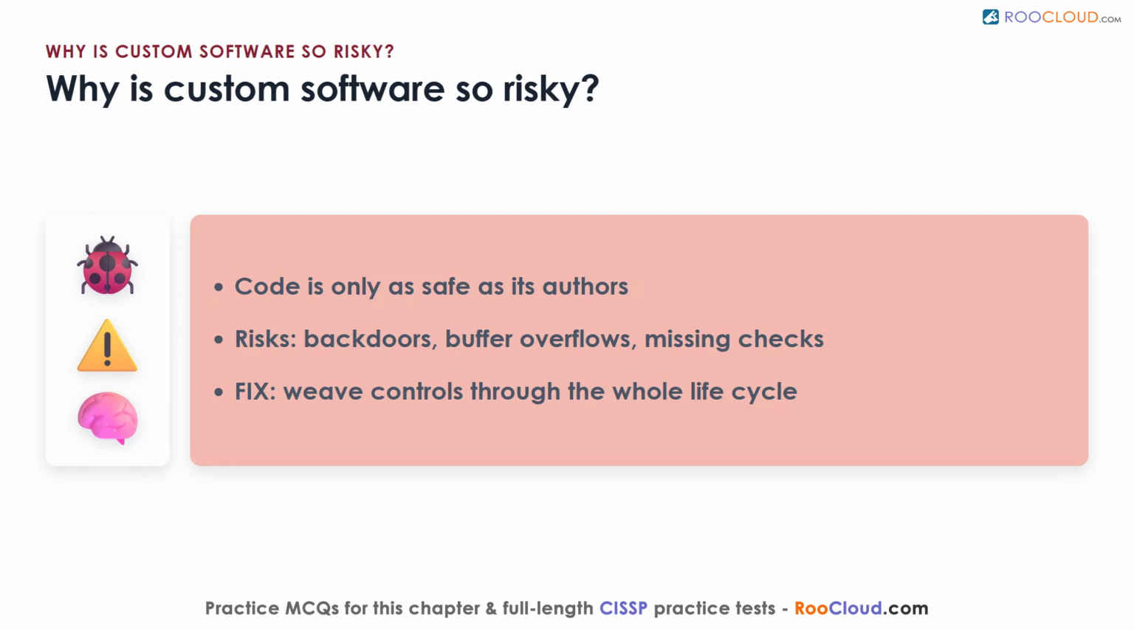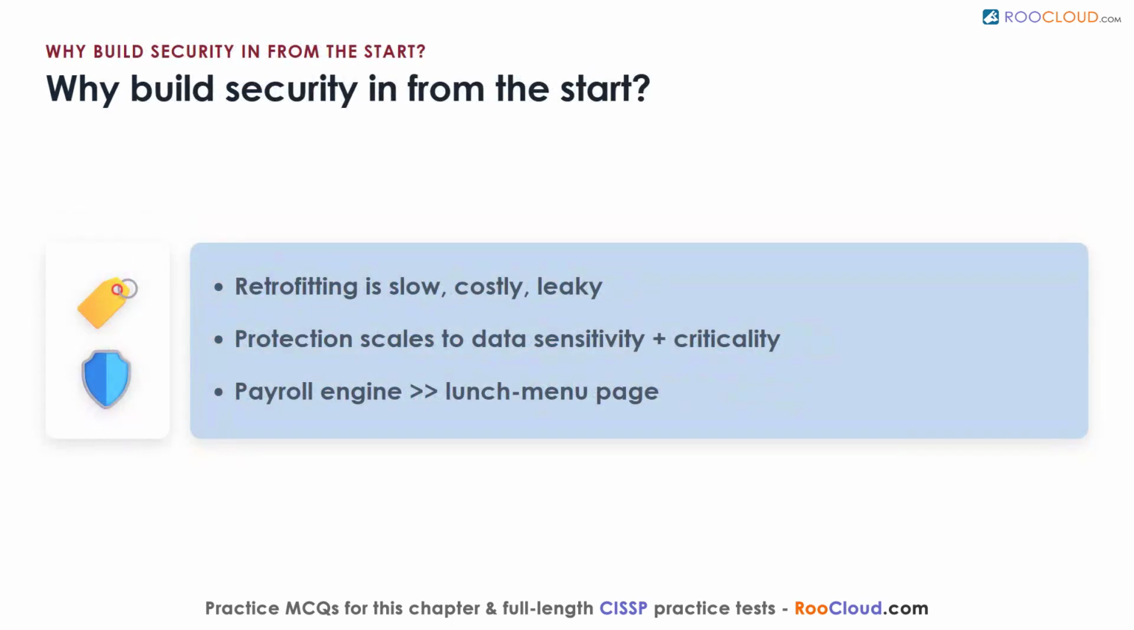Think of building a house. Wiring and plumbing are far cheaper to route correctly while the walls are open than to tear open finished drywall afterward. Why build security in from the very first stage? Because retrofitting protection into a finished system is slow, costly, and leaky. Every application deserves security proportional to how sensitive its data is and how critical its job is. A payroll engine handling salaries needs far tighter guarding than an internal lunch menu page. Decide the security posture while the design is still fluid, and the whole structure bends to accommodate it.